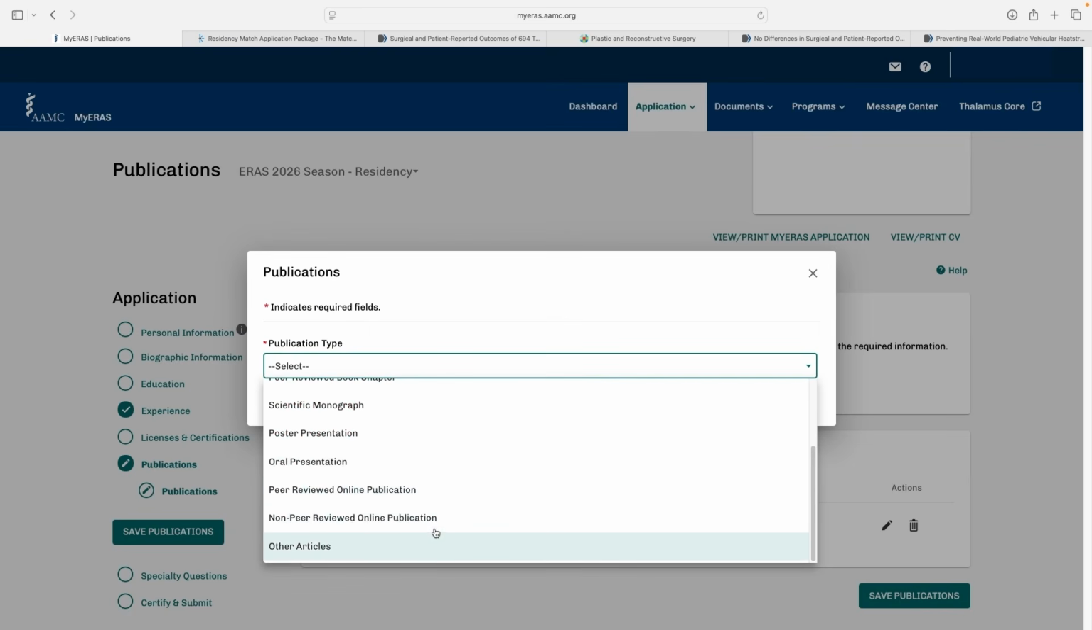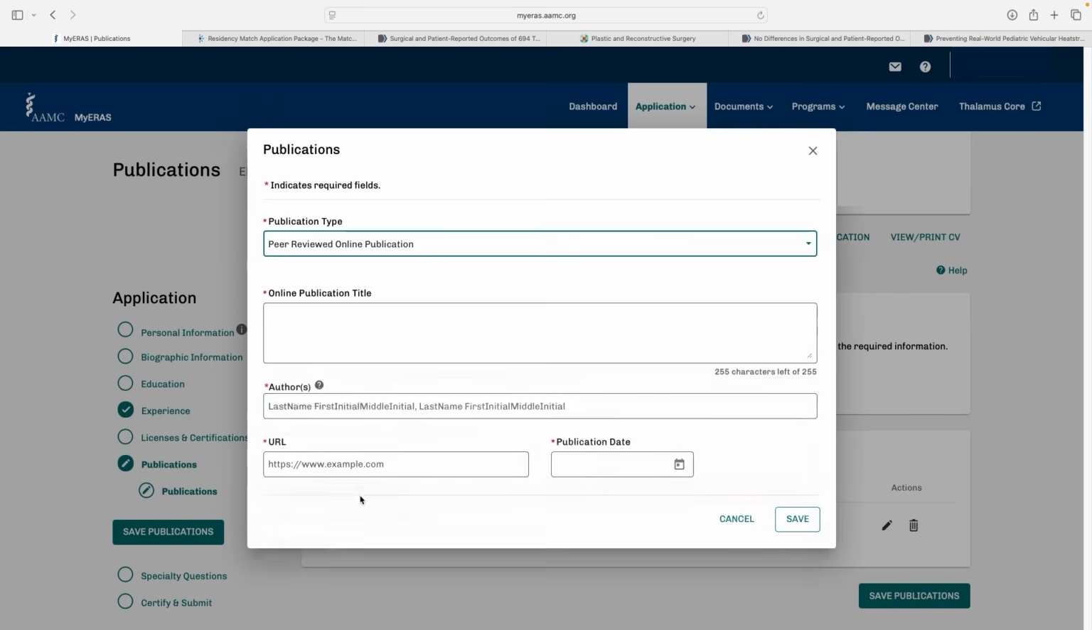And then we have 3 categories left. Peer-reviewed online publication. This is if you have an online publication that went through the peer review process. An example of that would be something like UpToDate. It's not actually a paper, it's an online publication, but it still went through a peer review process. So you can add the name of that here, the authors, the link, and the publication date.